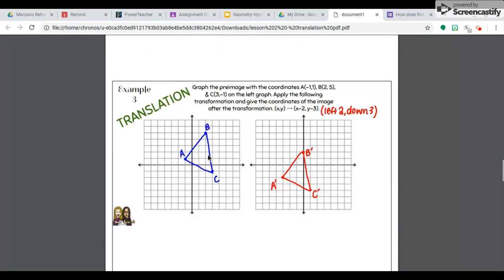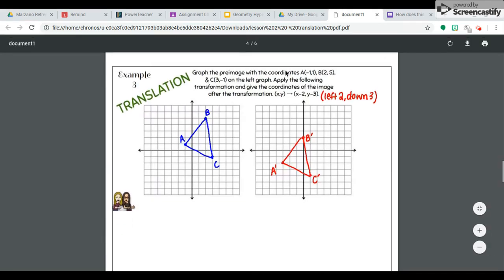Now our third example says graph the pre-image with the following coordinates. I've gone ahead and done that. Here's ABC, triangle ABC, graphed based on these coordinates right here. It says do that on the left. We did that. Apply the following transformation and give the coordinates of the image.